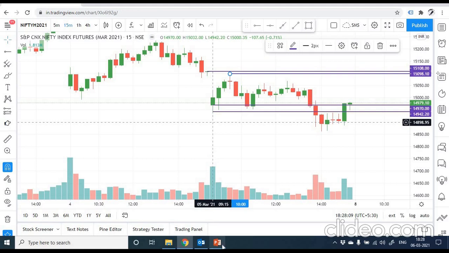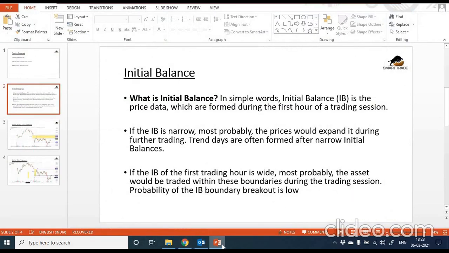Let me just do a quick recap. What is initial balance? As I said, initial balance is nothing but the first hour high and low of an instrument. What is narrow range and what is the significance of narrow range IB? Narrow range IB, once you spot it, will definitely give you trend days, and these are the days when you can make good money. What is wide range IB? Wide range IB days are the days where the market will rotate within the boundary, in the range itself. Try to avoid those kinds of days because these are the days where you will do a lot of overtrading and end up burning your capital.